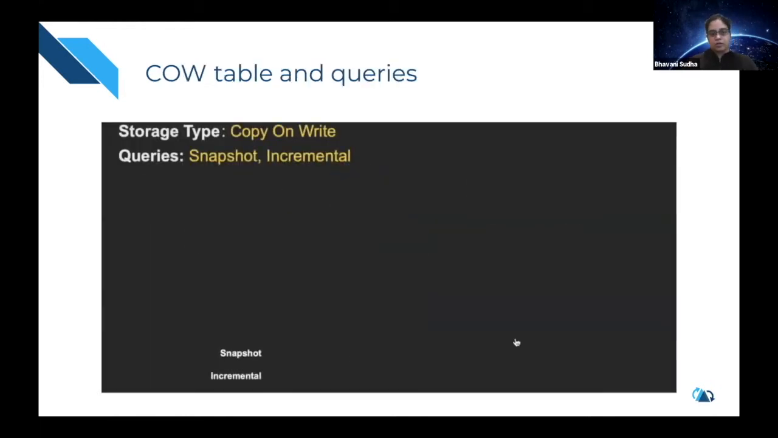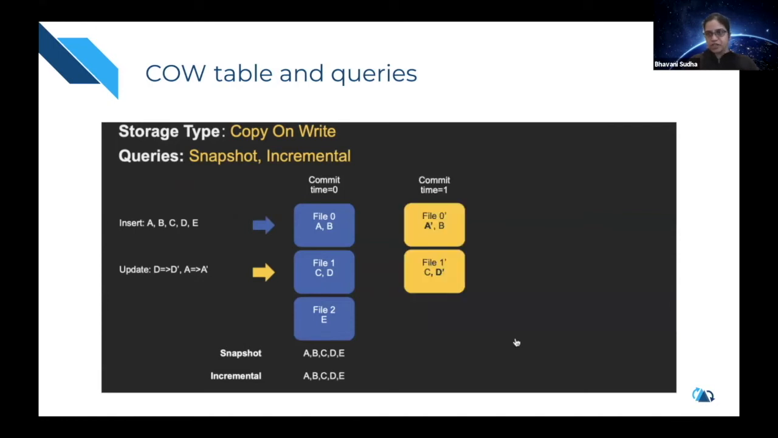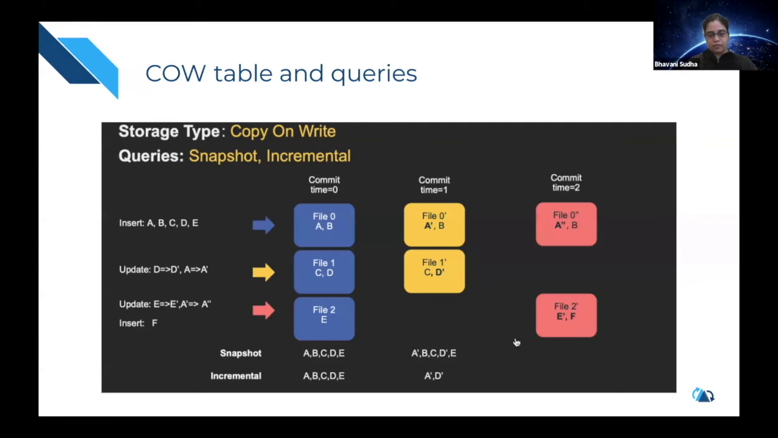Okay, so let's get to a quick visualization of how these queries and table types work hand in hand. So here I have a copy on write table. This visualization shows the ingestion and queries on a copy on write table. As you can see, at the very beginning there were 5 records, and Hoodie decides to put them across 3 files. And then there is a batch of updates.